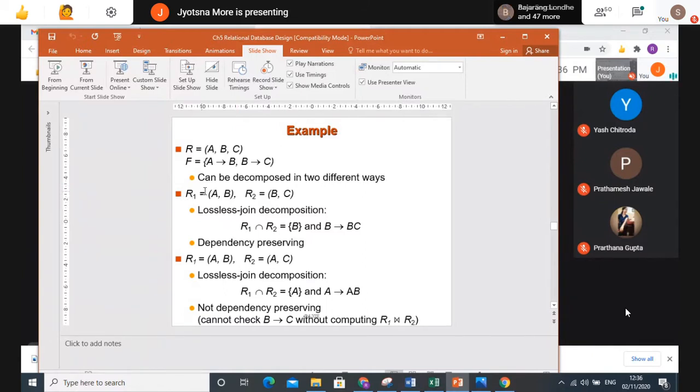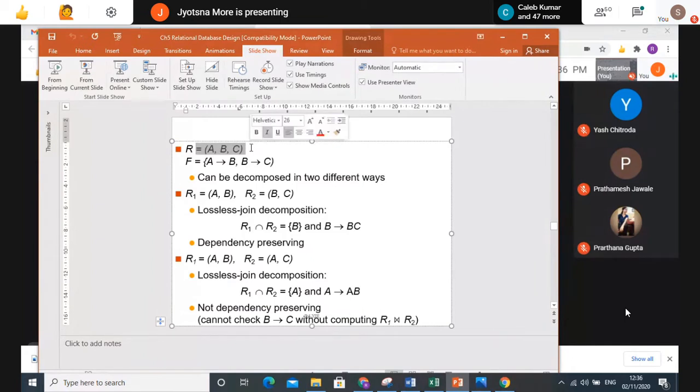So we are considering R1 as A comma B. I am dividing this R set ABC given into two parts, two sets. R1 I am taking to attribute AB and R2 I am taking to attribute BC. Clear everyone? So this is my decomposition from my side.